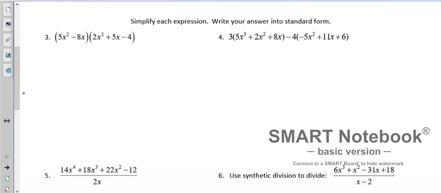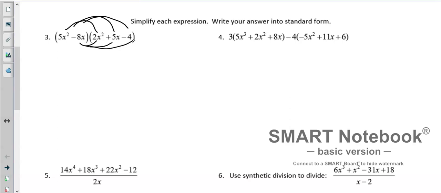All right, simplify and put in standard form. So this is just a big old mess of multiplication. There's no plus or minus, so we're going to be multiplying. So we're going to do 5x squared times this, this, and this, and then negative 8x times this, this, and this. So we should have 6 terms on our first line. So remember, sign, number, variable. Just deal with each of those first.